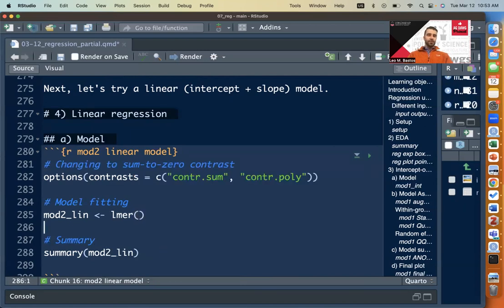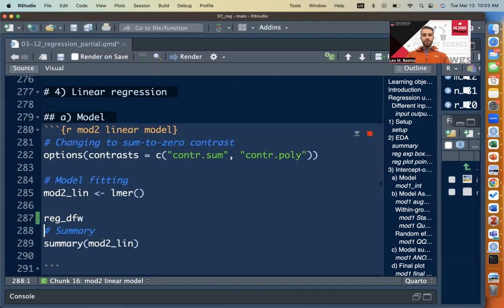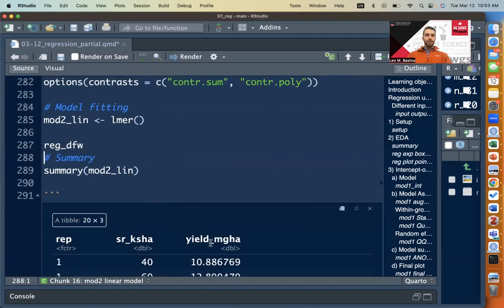I want to again just come here and print our data set, which is the reg_DFW. So we look at that. We're going to have our yield being explained. Again, we want to have the random effect of rep. So you can go ahead and do that using the correct notation.